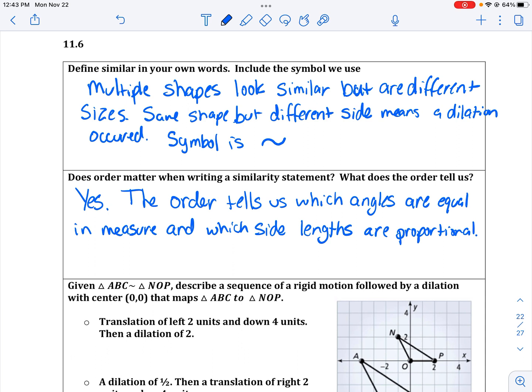Same shape but different size means a dilation occurred, and the symbol is that little squiggly, and this should say size. So make sure that says size.